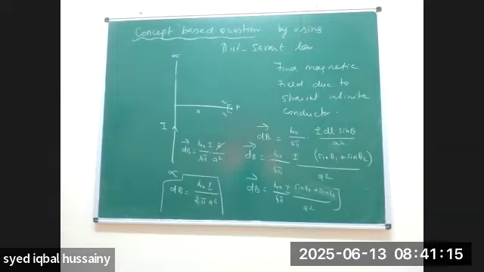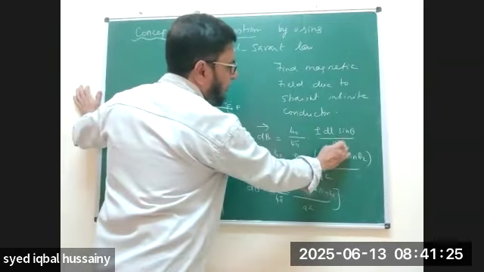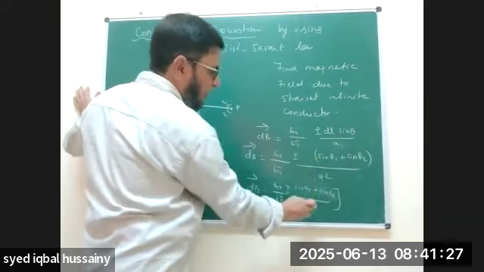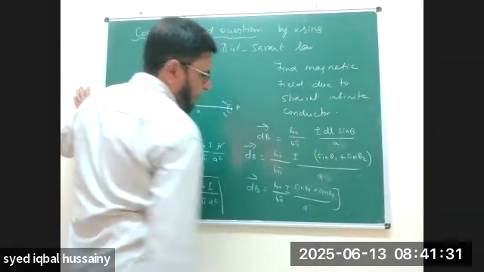Done? Here we have taken the distance as a, but a means whatever side we took, that we have to put. Done?